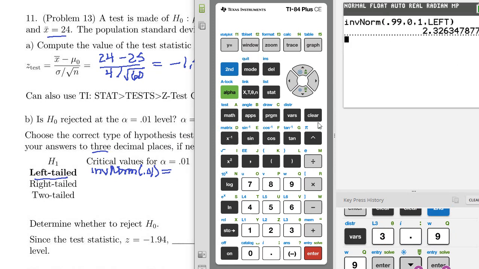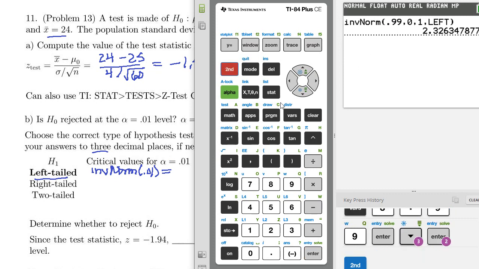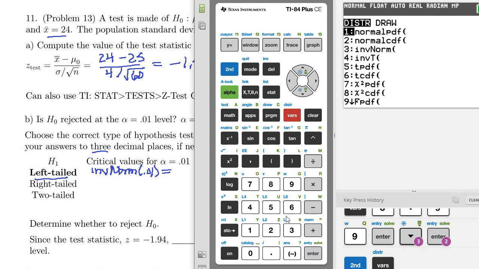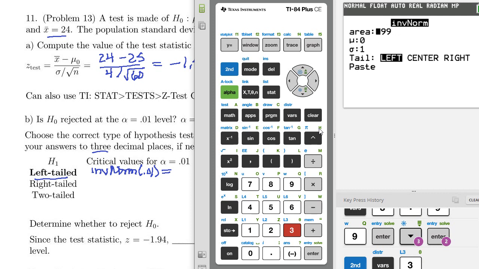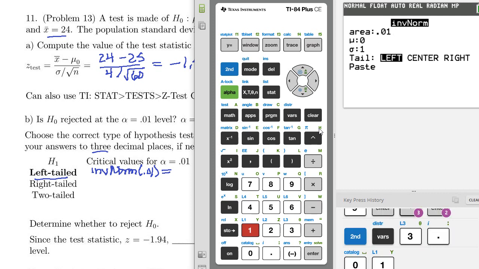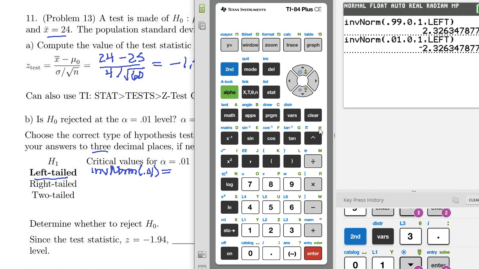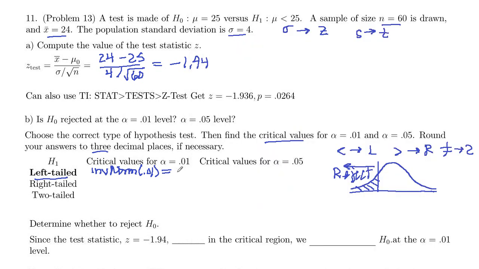oh, sorry, we did 0.99 to the left. 2nd, VARS, inverse norm. Our left area is 0.01, not 0.99. And paste it, enter. So we actually get the negative. So the other would be for a right-tailed test, and for left-tailed it'll be negative. So negative 2.326.